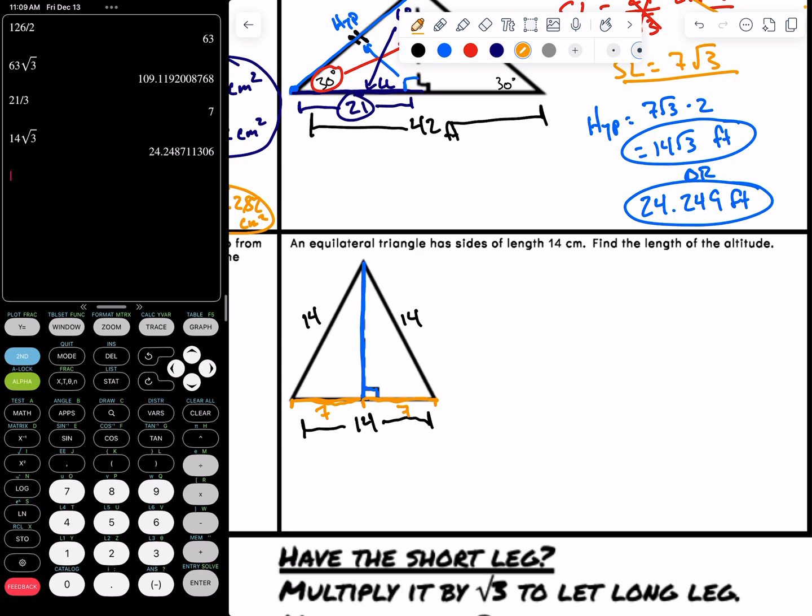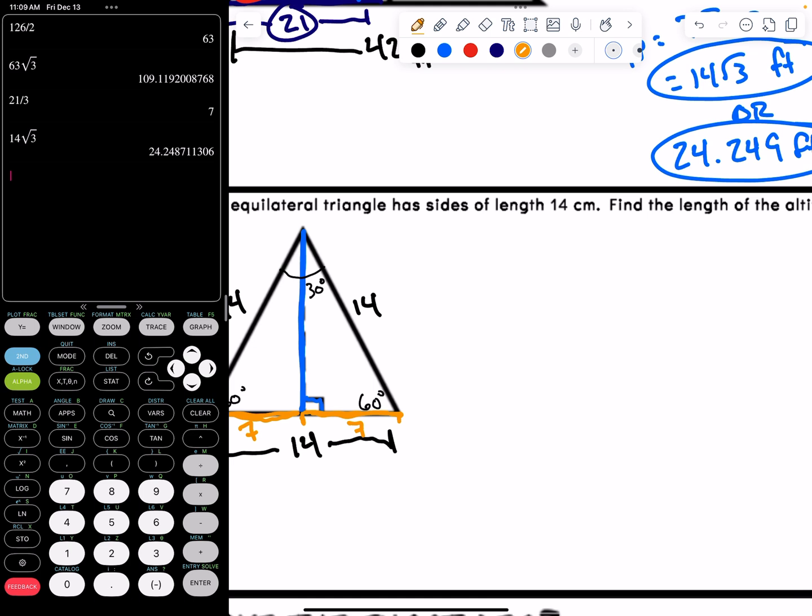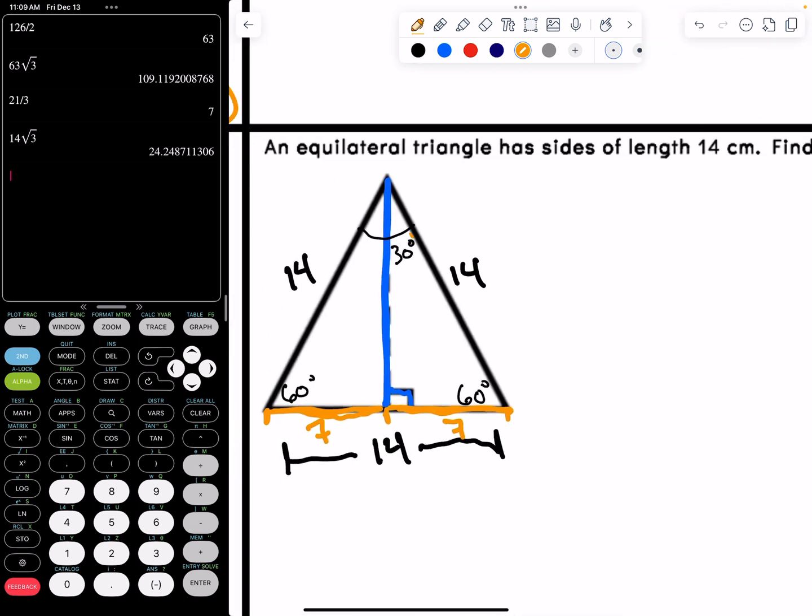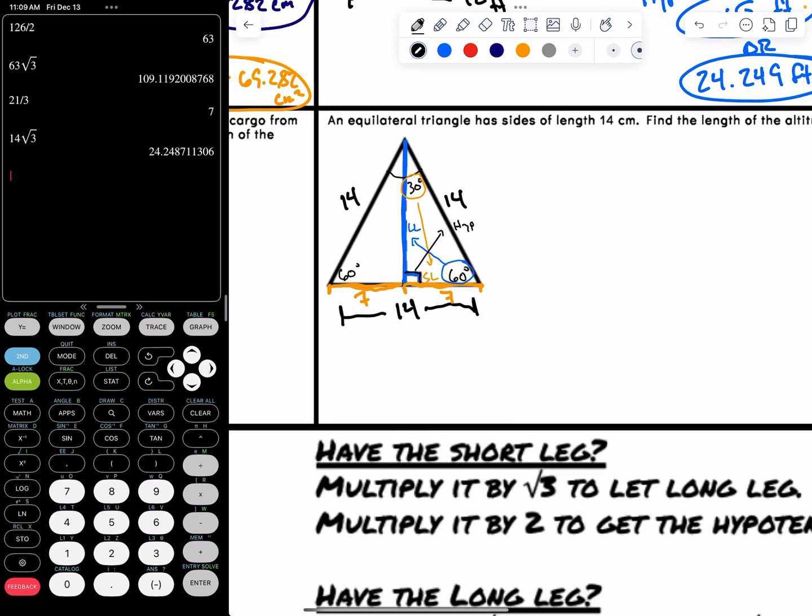Because it's equilateral, I also know that each one of these angles is 60 degrees, which means this is going to be cut into 2 equal pieces at 30 degrees apiece, which helps me out tremendously because now I know that 7 is my short leg because it's across from 30. 60 is across from my altitude, which makes my altitude my long leg. And my hypotenuse is going to be 14. I can use all that information to help me out.